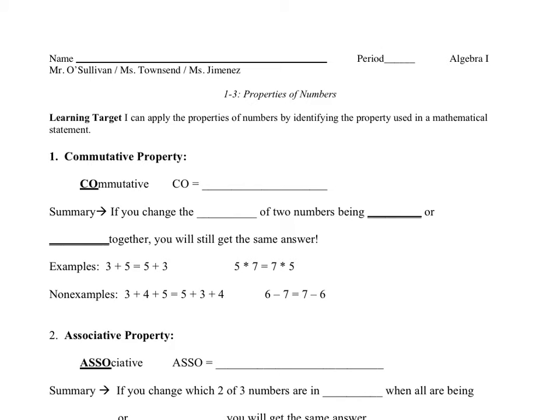So, the learning target for today is I can apply the properties of numbers by identifying the property used in a mathematical statement. So here's the reason why what we're learning today is so important. It's because these properties are the reason math works out the way that it does. This tells us that we can change order, we can group different things, we can multiply, we can add. That's all it's doing today. For instance, mathematicians realized anything times 0 is 0, and that's a property. So those are the things we're going to be looking at today.